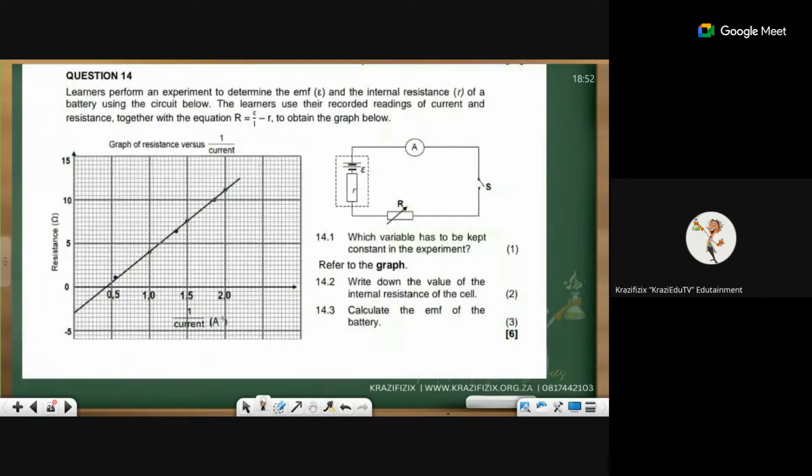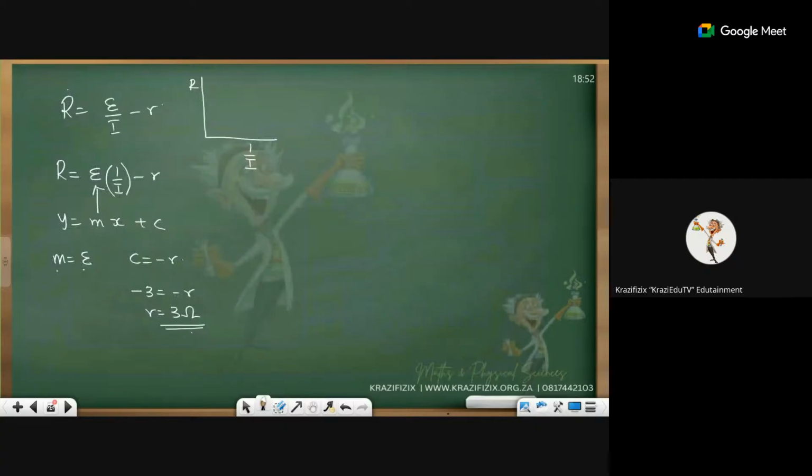Beautiful. Calculate the EMF. I'm looking for the gradient. Gradient. Come, let's get the gradient. Oh, but guys, I think you can do the gradient, right? Can I move? It would be a straightforward gradient, right? No games, because my M is E. So whatever I get is my E.